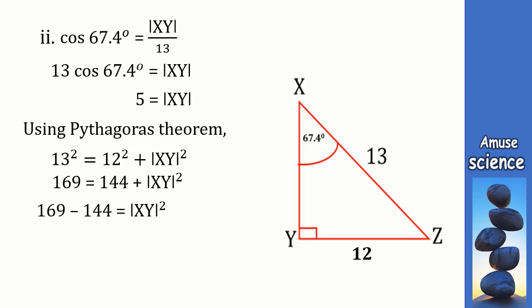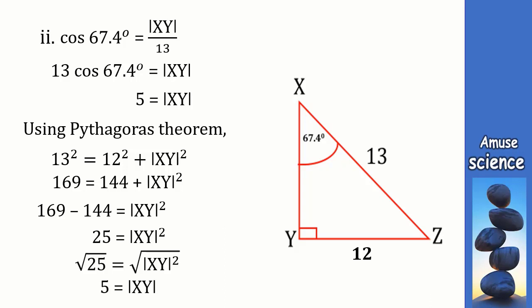Now let's group like terms. We are going to have 169 minus 144, which is equal to xy squared. When we subtract, we are going to get 25. And when we take the square root on both sides, we are going to have 5 is equal to xy. And it's the same as the answer we had earlier on. And this is what makes physics and mathematics beautiful. Whether we use trigonometry or whether we use Pythagoras Theorem, we always arrive at the same answers.